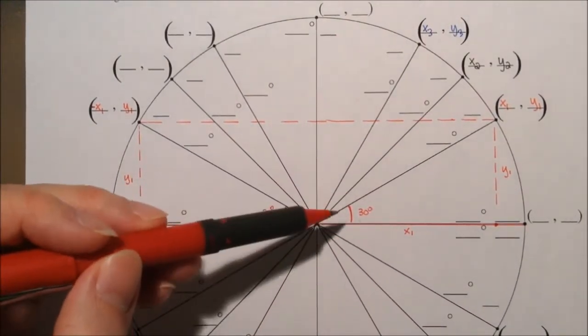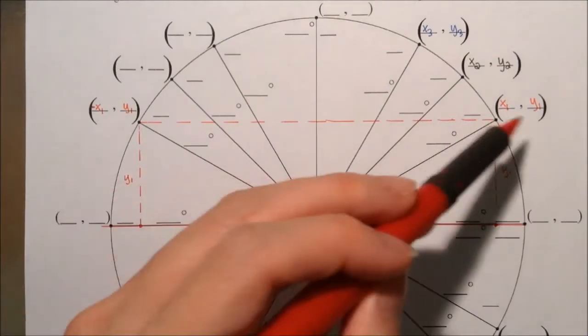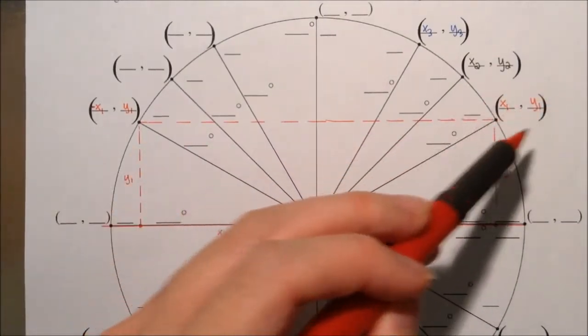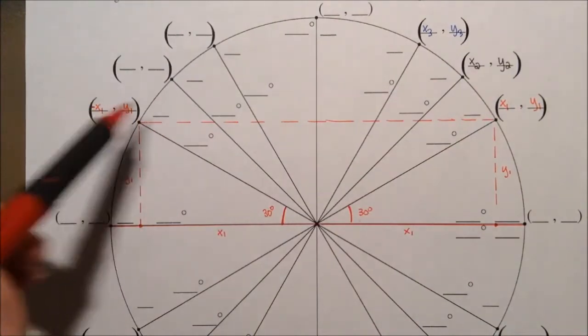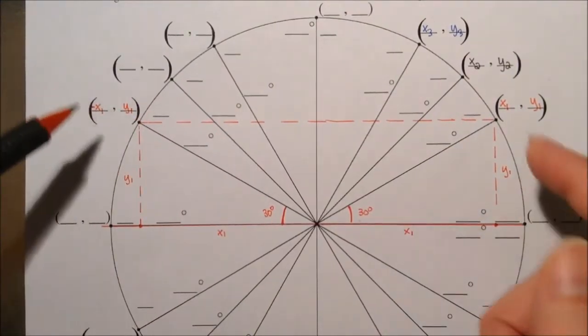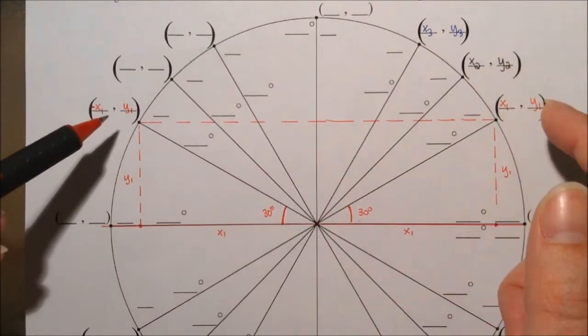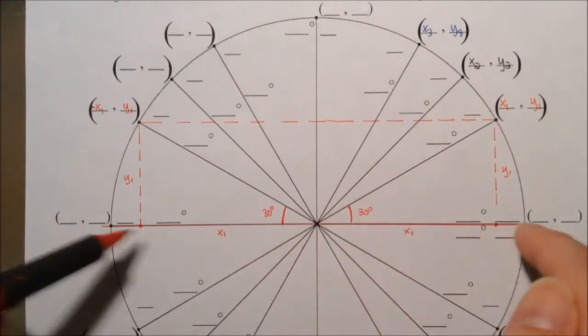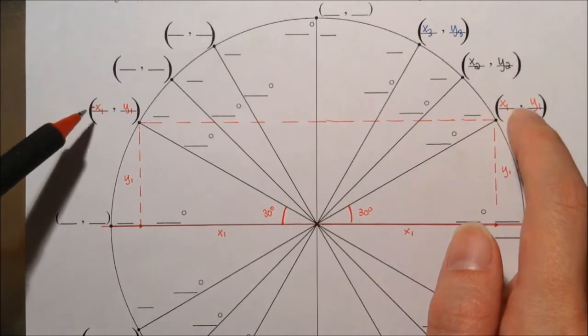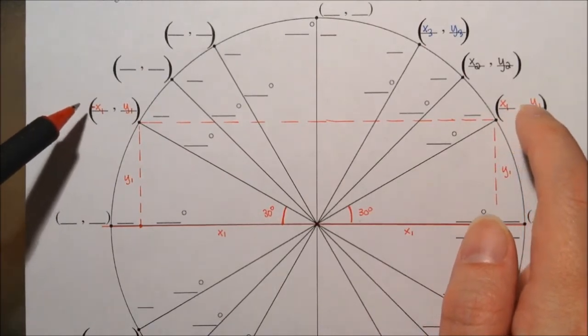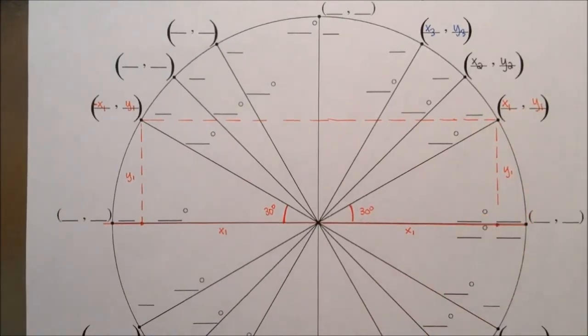Establishing that, we were able to find the coordinate points from using what we know. Since it's the same height, y1, and it's the same distance from the center, this is x1 because it's in quadrant 1. This is negative x1 because it's in quadrant 2. Alright, let's talk about the other one, the second coordinate point.